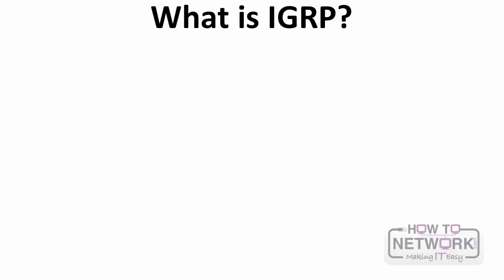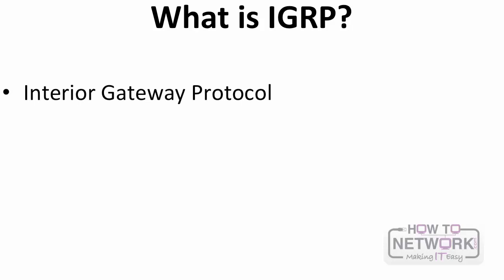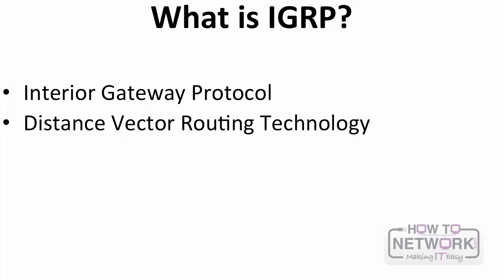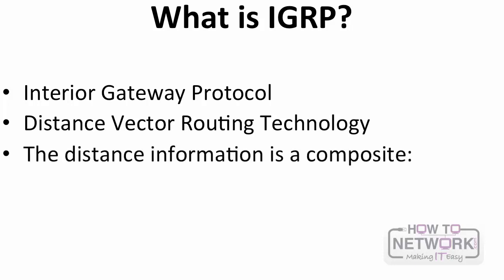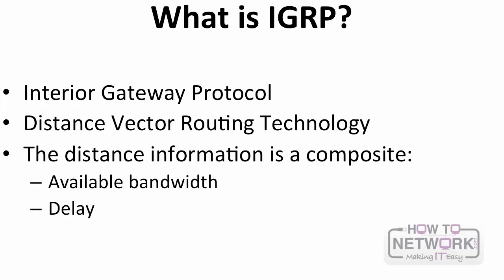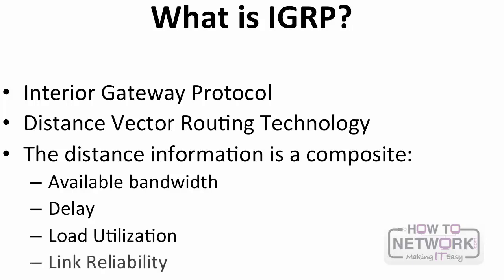Now, to understand EIGRP, we first need to understand IGRP. IGRP came out in 1986. It is an interior gateway protocol that was once very popular. It is a distance vector routing protocol, and it used four key attributes to develop this distance information on how to choose the best path. So it looked at the link, and then it said how much available bandwidth is there, how much delay, how much load, and how much link reliability is there on this link path or on the multiple links to my path.